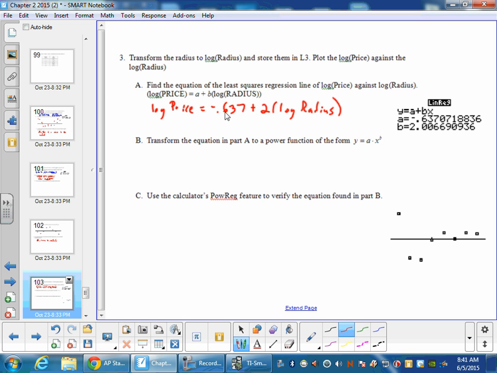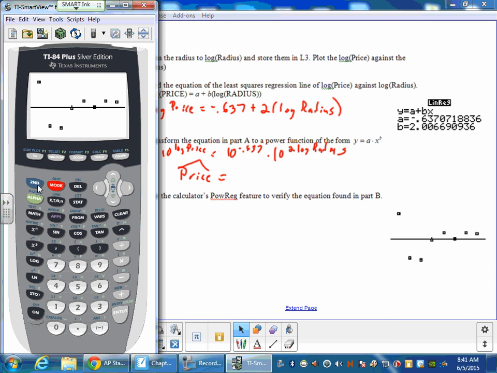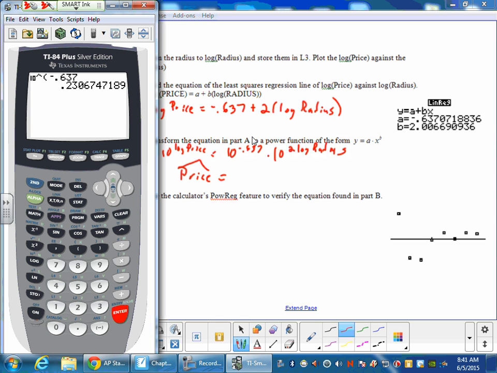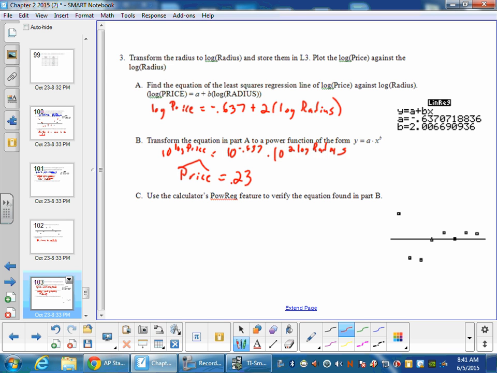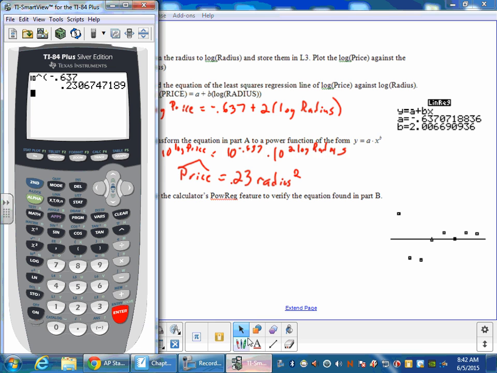And now to transform it, I do 10 to each power, so 10 to the log of price is equal to 10 to the negative 0.637 times 10 to the 2 log of radius. And 10 to the log of price is just price. And this is our predicted price, so it's always good to say that. And then we have 10 to the negative 0.637, 0.23. And then 10 to the log of radius just leaves us with radius, and a 2 is left in the exponent.